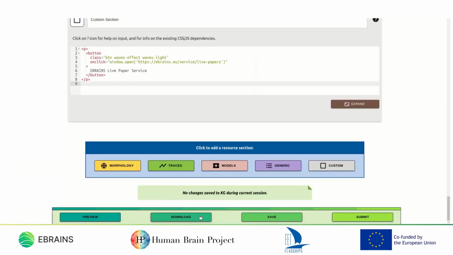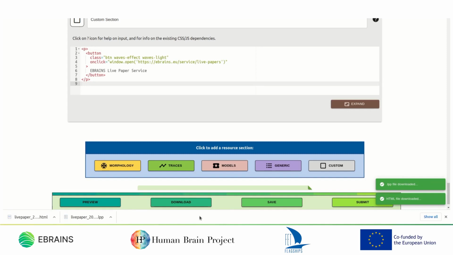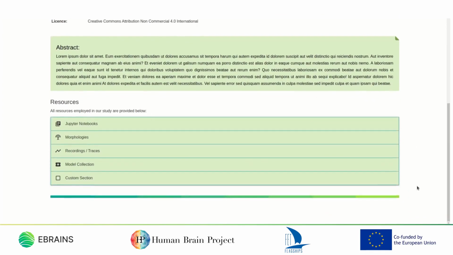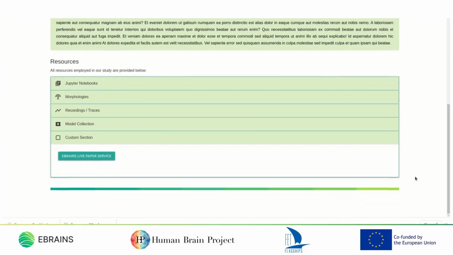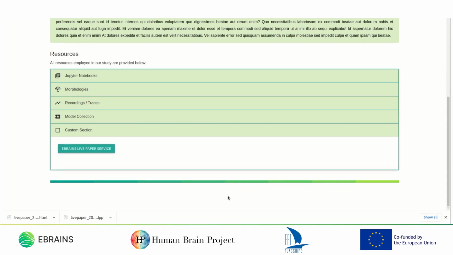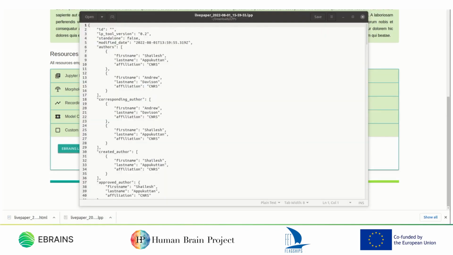By clicking on this, you see that 2 files are downloaded. One of the files is simply an HTML file that gives you a preview of how the live paper appears at that moment. This file serves no other purpose and cannot be loaded back into the live paper builder tool. For that, we have the second file with the LPP extension, which stands for Live Paper Project. As you see here, it's a simple JSON file that contains all the information about your live paper.